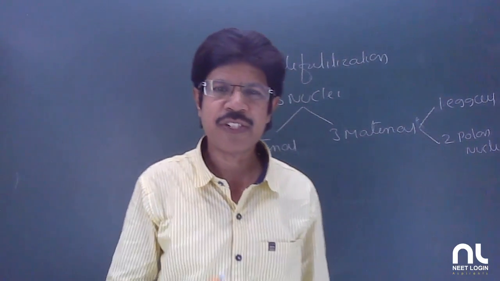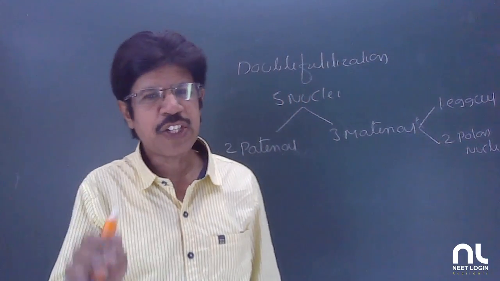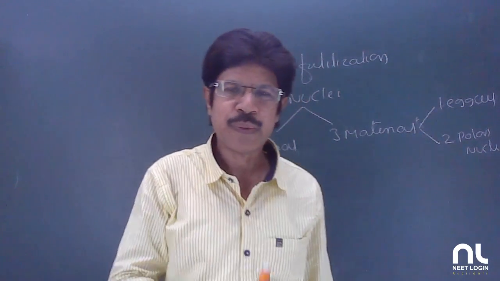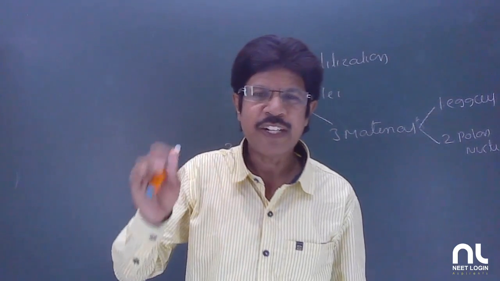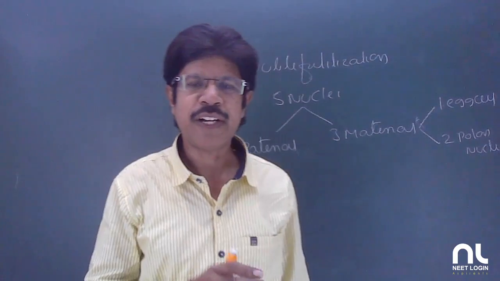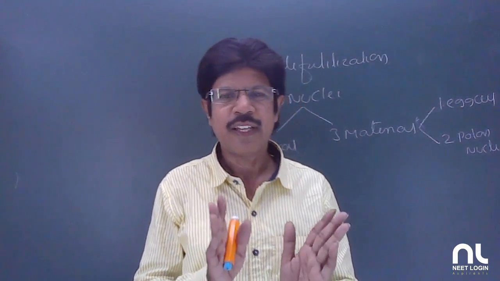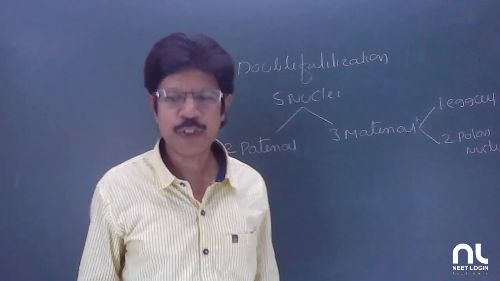So double fertilization results in an endospermic seed. Endosperm provides nourishment to the embryo. Nucellus provides nourishment to the embryo sac. Endosperm is triploid, nucellus is diploid. The similarity is that both are nutritive in case of angiosperm.